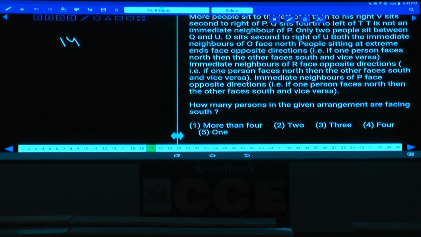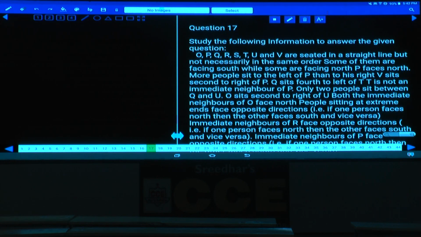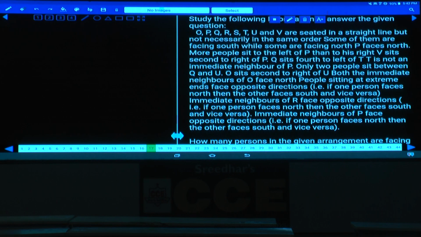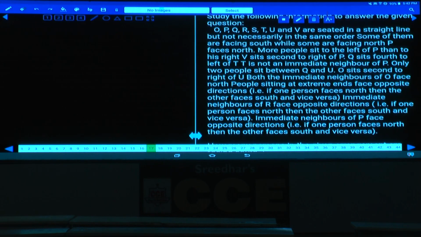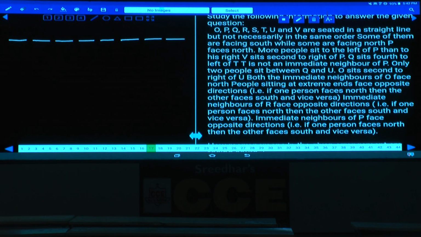Now 17 onwards. What is the information here? Question number 17. O, P, Q, R, S, T, U, V are seated in a straight line but not necessarily in the same order. Some of them are facing south while some of them are facing north. Now 8 persons are there, some of them are south and some of them are north. 1, 2, 3, 4, 5, 6, 7, 8. 8 persons.